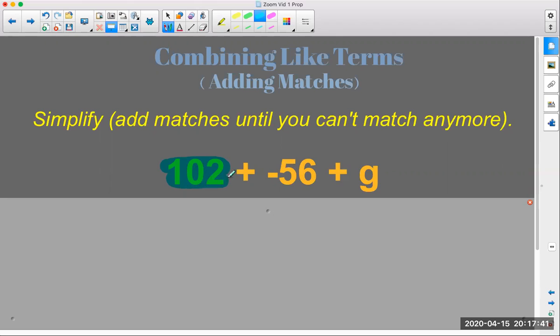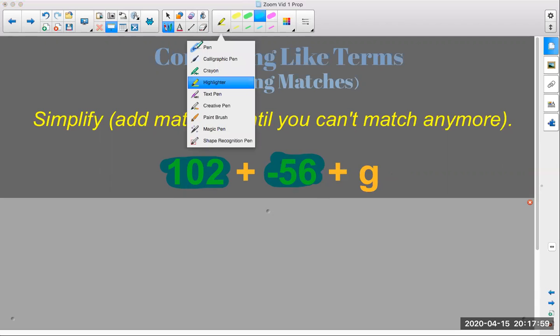All right, let's keep moving, looking for constants. Oh, here's one right here, negative 56. There's no variable attached to it. That's a constant. Let's look at this thing right here. That's a G. That's not a constant. I'm not going to highlight it. I'm going to put my highlighter away.